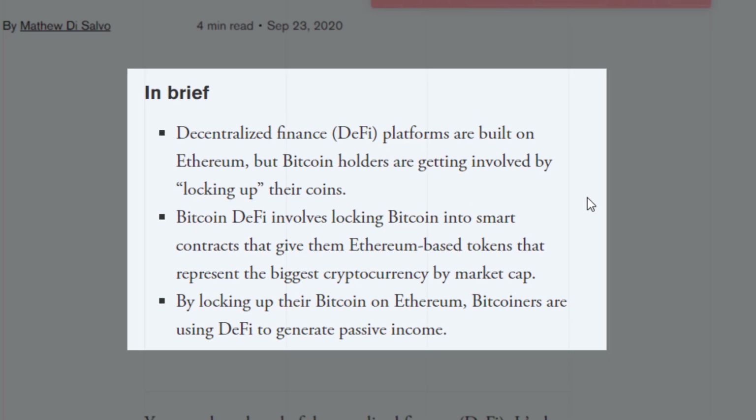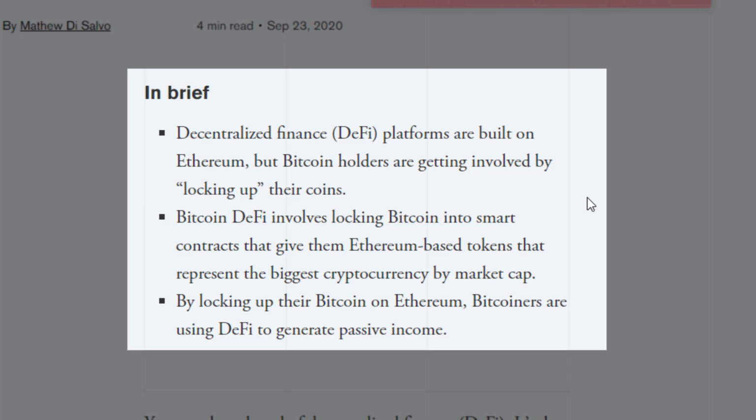Okay, so as I said, decentralized finance, DeFi platforms are built on Ethereum, but Bitcoin holders are getting involved by locking up their coins. Bitcoin DeFi involves locking Bitcoin into smart contracts that give them Ethereum-based tokens that represent the biggest cryptocurrency by market cap.